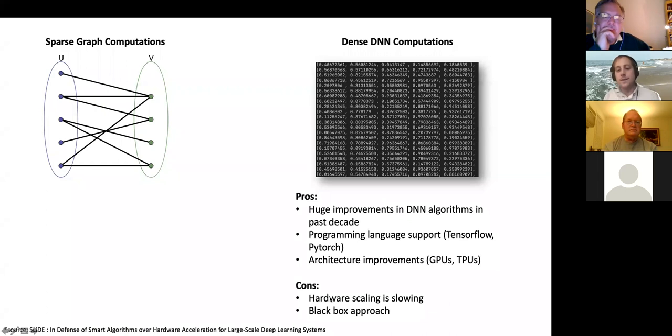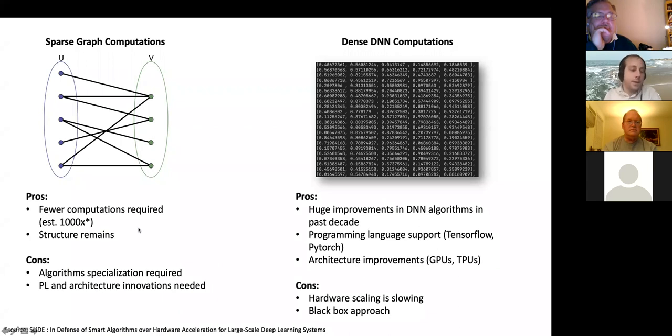But as we saw, some of the cons are that the hardware scaling is actually slowing. And for those of you, I'm sure that you've seen the news, these have a black box approach. It's hard to actually demystify some of the answers that they give you. Now, if we go over to the sparse graph computations, what are the pros? So these days, when people are looking at doing sparse computations, it actually ends up that there's a lot fewer computations required. This is still pretty new research, but it's looking like you can do much fewer computations, albeit they're sparse computations and they're hard to do efficiently. But some estimates are about 1,000x fewer computations. You get to keep your structure, so it's easier to actually justify the results that you get. You can easily trace the path from the Mistral restaurant through Aninda, through Princeton to me.